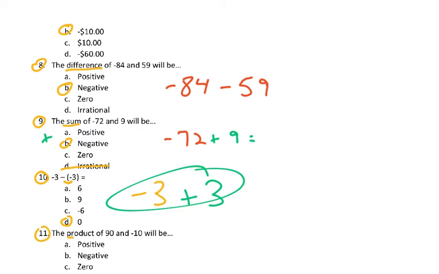Number 11 says the product of 90 and negative 10. Product means times. And if you have a positive times a negative, your answer will always be negative. So B for number 11.